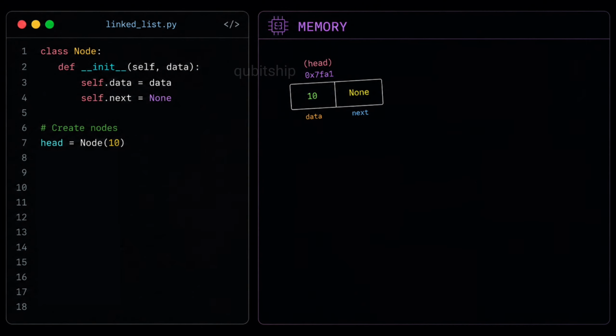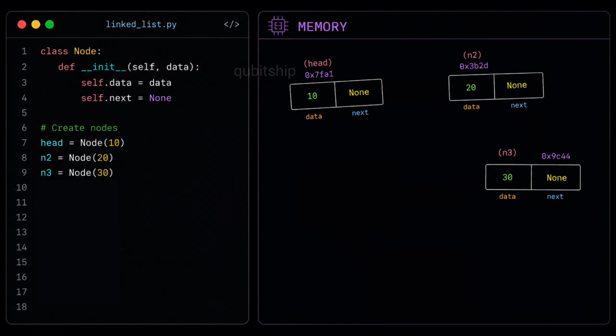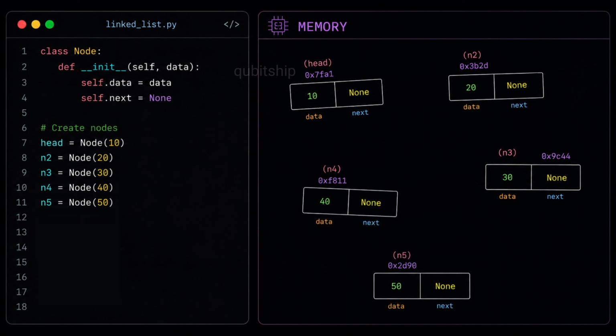Next, we create more nodes. n2 equal to Node(20), n3 equal to Node(30), n4 is Node(40), and n5 is Node(50). Now we have 5 separate node objects, each living at different memory locations. At this point, every next field is still None.